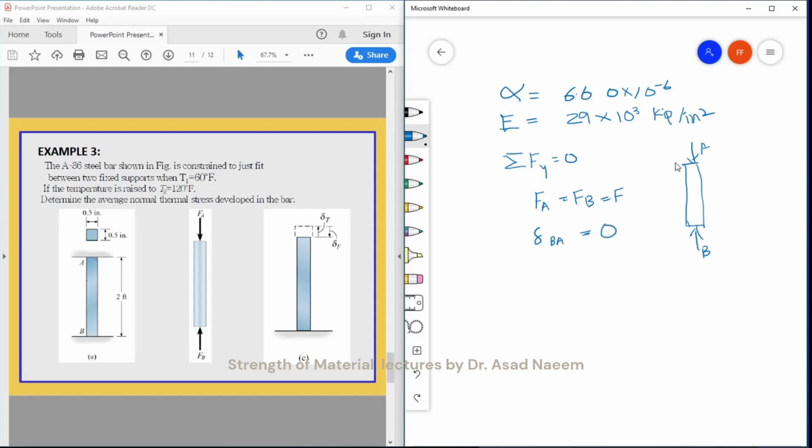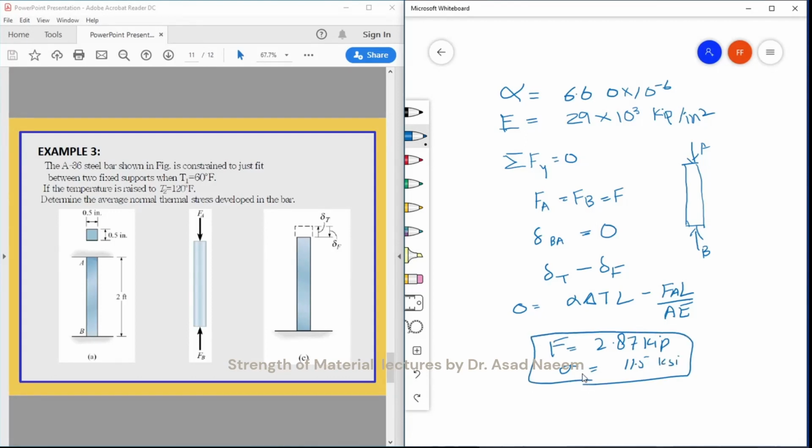So जो इस फोर्स की वजह से टोटल डिस्प्लेसमेंट, टोटल डिफॉर्मेशन क्या हो जाएगी, डिफॉर्मेशन ड्यू टू टेम्परेचर माइनस डिफॉर्मेशन ड्यू टू फोर्स. So we can calculate 0 is equal to alpha delta T into L minus F_A and F_B divided by AE. Then we can put the values and then we can calculate the force, which is equal to 2.87, and stress will be equal to force over area, which is simply 11.5 ksi. This is a very simple question.